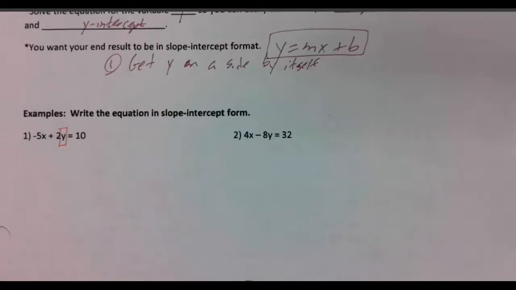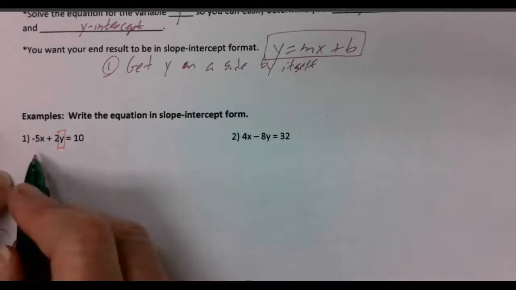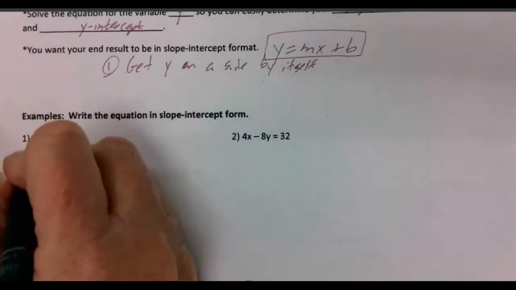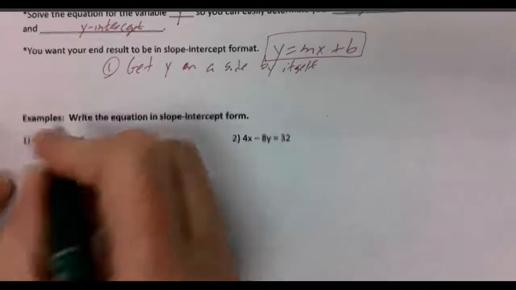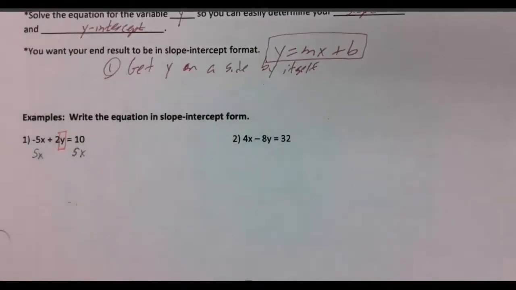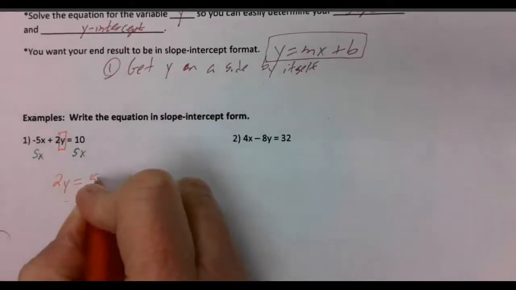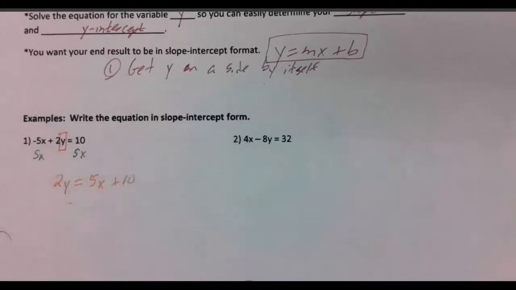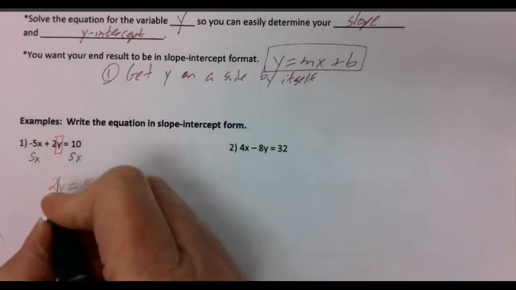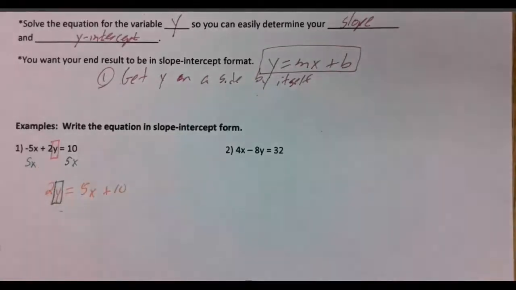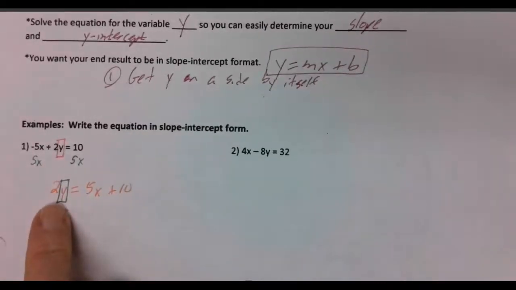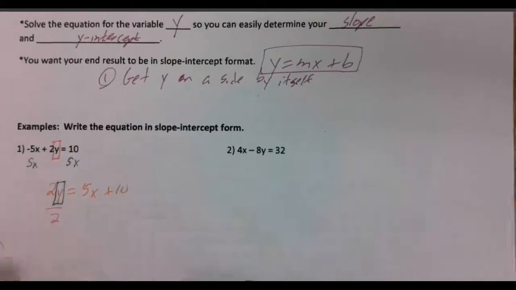So the first thing we're going to do is we're going to move that x term. I have a negative 5x, so I'm going to add it to both sides. And I get 2y is equal to 5x plus 10. Okay, again, what we're trying to do is get that y by itself. So, see how it's connected by multiplication? What am I going to do? I'm going to get them apart by dividing by 2.